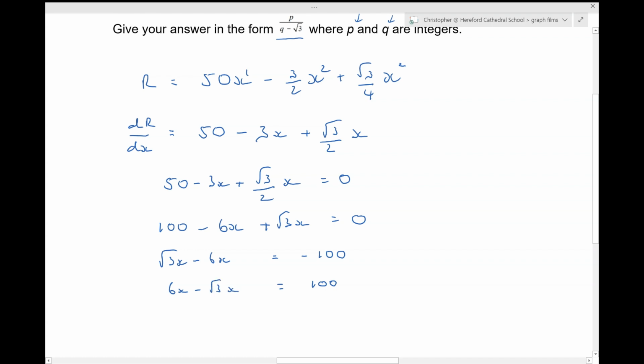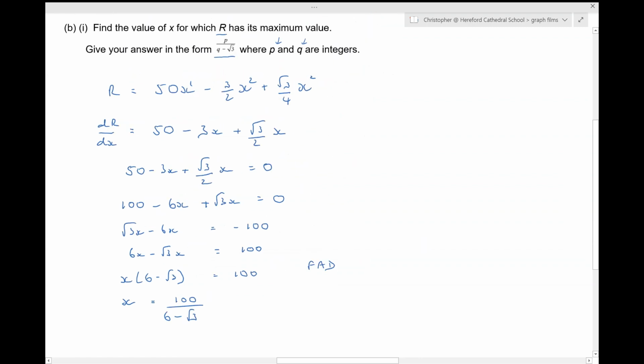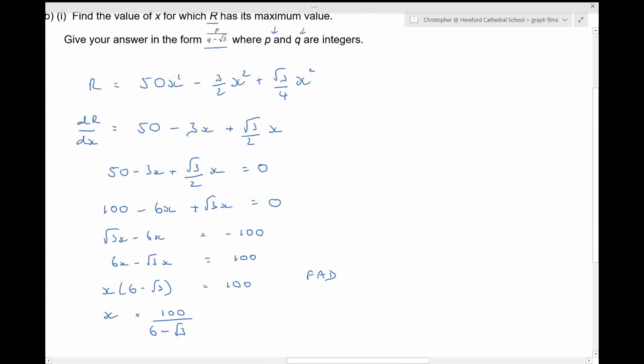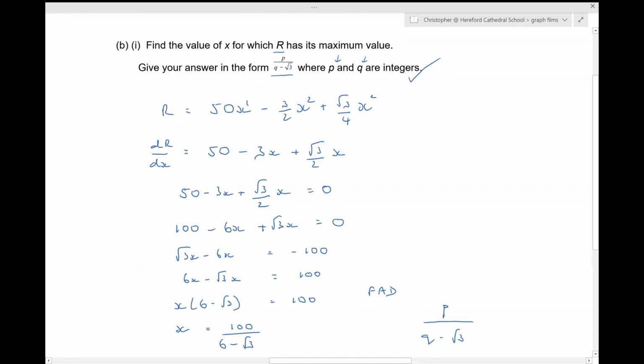Okay, now I need to make x the subject, so I'm going to factorize and then divide. Remember, factorize and divide. So x will be 100 over 6 minus root 3. Now let's see. In the question here, it says I must give the answer in the form p over q minus root 3, where p and q are integers. Well, I've done that, haven't I? So that is my answer to B, part 1.